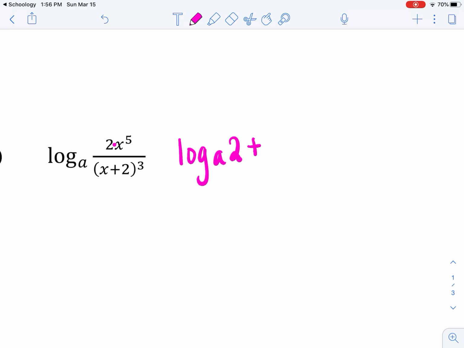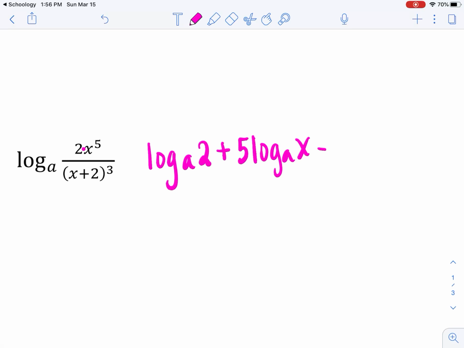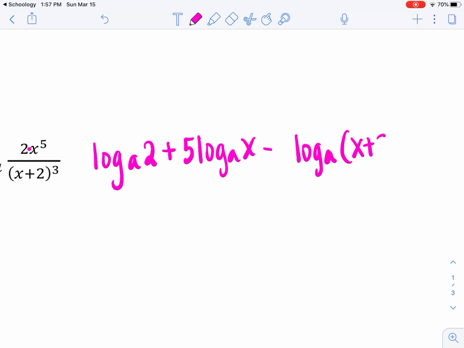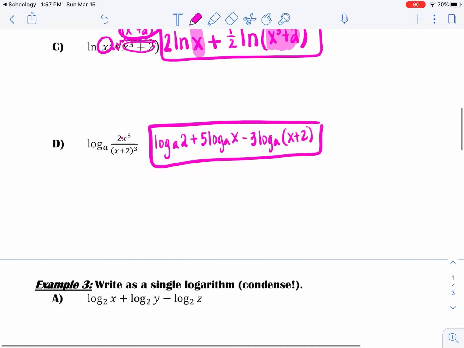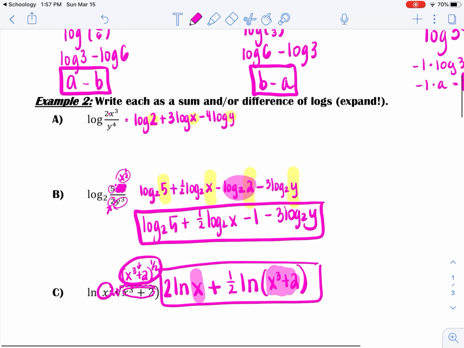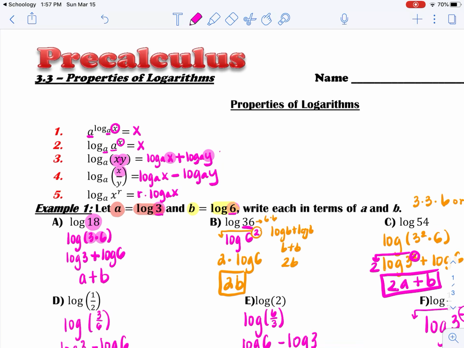Log base a of 2 plus log base a of x to the 5th power, but I'm going to write the 5 in front of that log. Now I'm in my denominator, so minus log base a of, once again, this is an x plus 2. My exponent is 3, but I'm not going to write it as an exponent. I'm going to take it and rewrite it in front of my logarithm. So that is how you expand. Those were using our properties here at the top, this one, and this one.